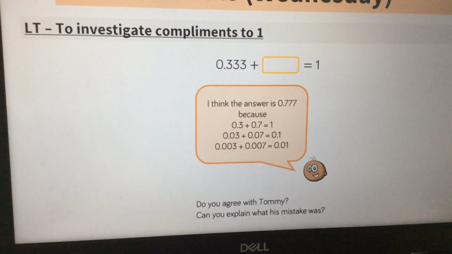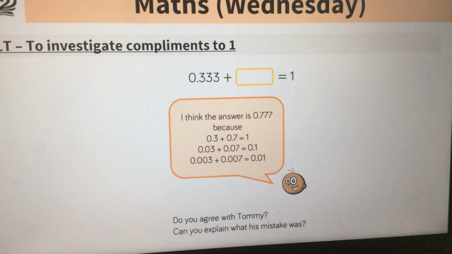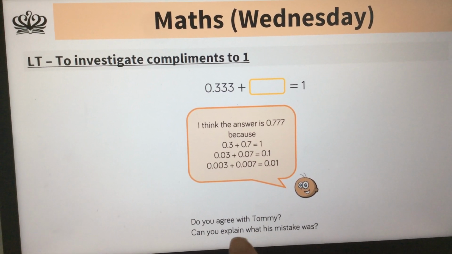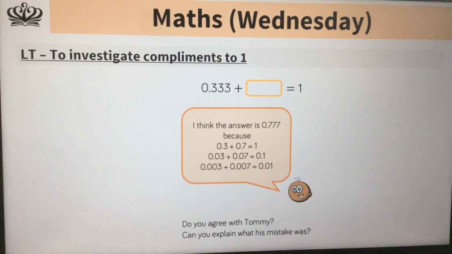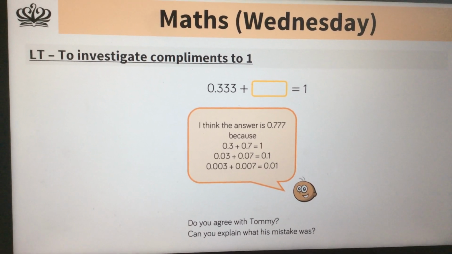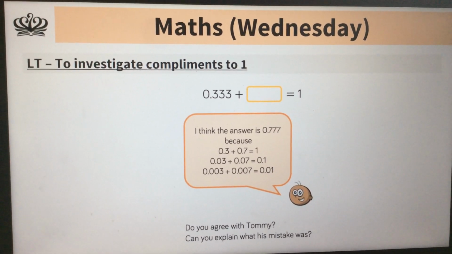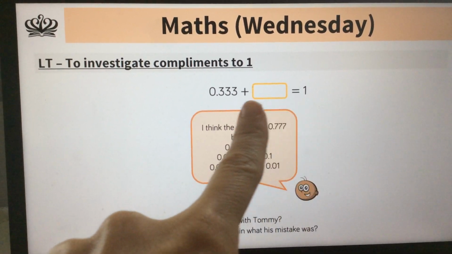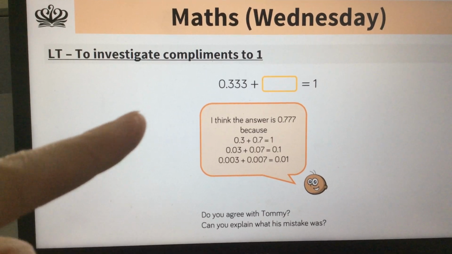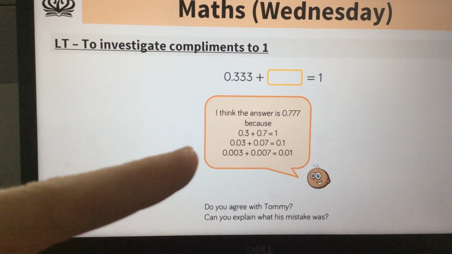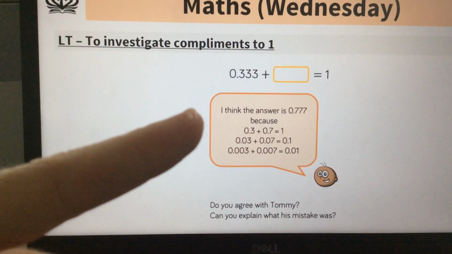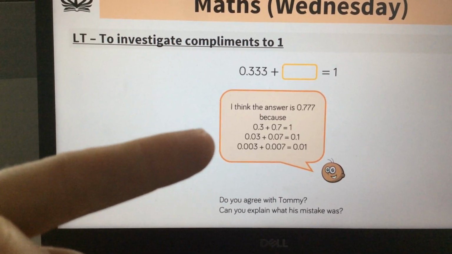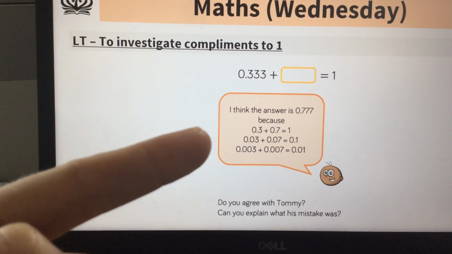Right, this one. Now this one, lots of you are finding these ones quite tricky, not because of the maths, but because you have to explain, okay? Now, explaining will need a sentence, you'll need to write it, and you'll need to write a little description there. So, you've got this number sentence here, and here you've got someone thinking through the answer. So I think the answer is 0.777, and he has shown you the steps of what he has done.